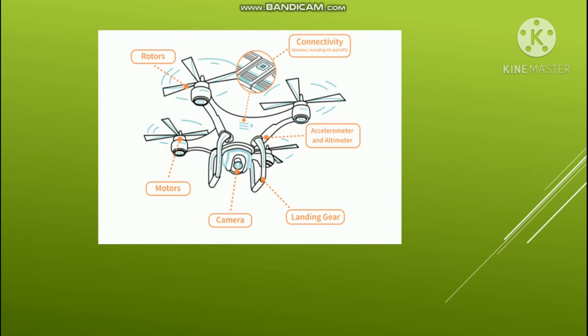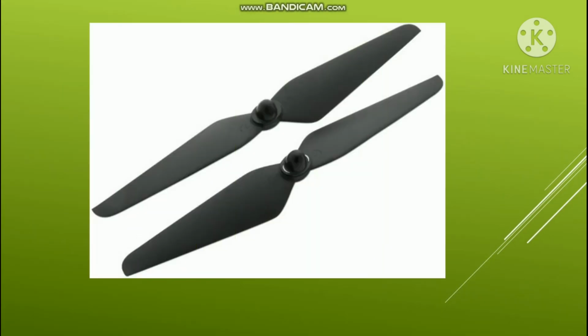So, what are the parts of the drone? A drone usually has a frame, a motor, electronic speed control, or the short form of electronic speed controls is ESC, a flight controller, propeller, etc.